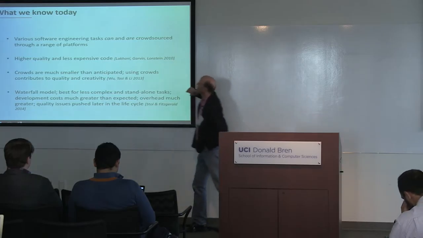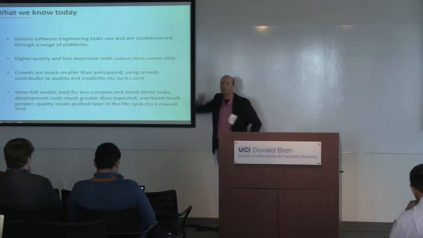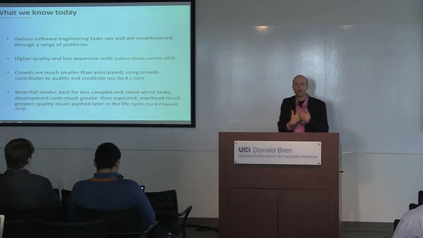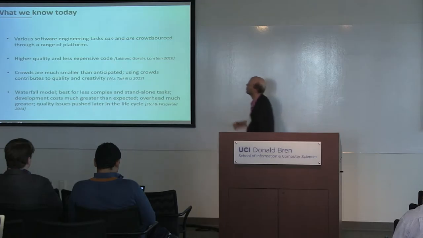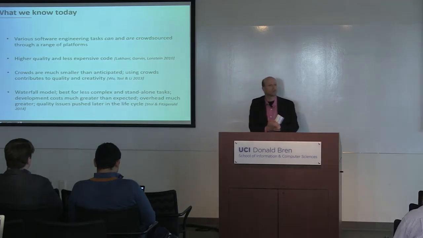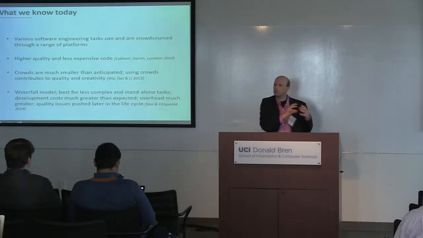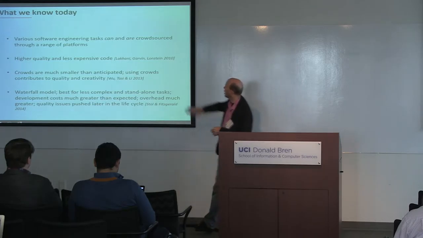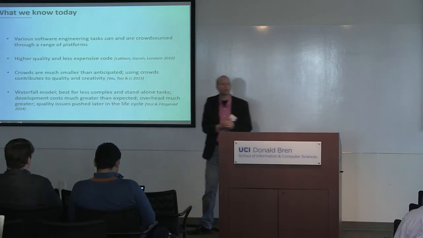But what have we learned so far, from a research perspective? Well, one is we know that things can and are outsourced or crowdsourced. This happens. Lots of companies are engaged, lots of companies are playing with it. It's been observed that there can be higher quality and less expensive code. So in some cases, academic studies of these kinds of phenomena have seen that we can get better quality code this way. Crowds, however, tend to be smaller than anticipated.